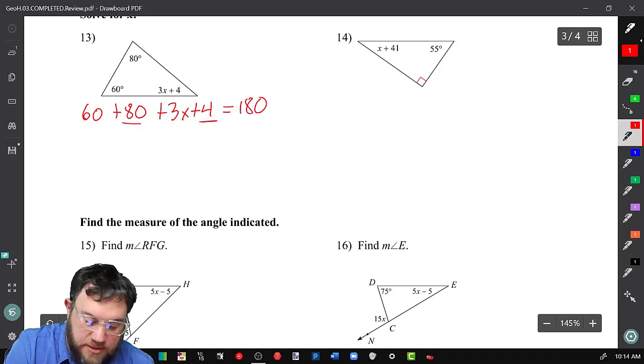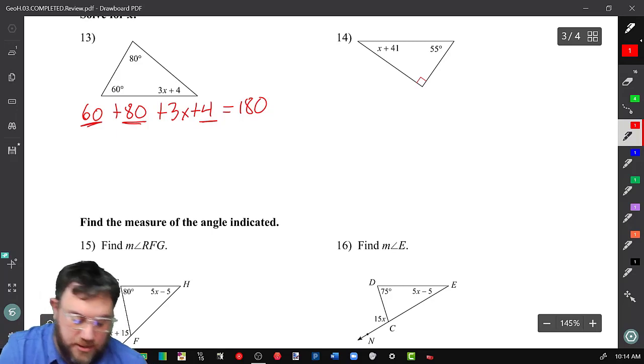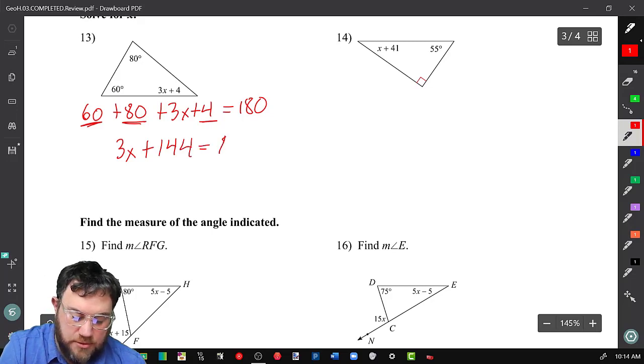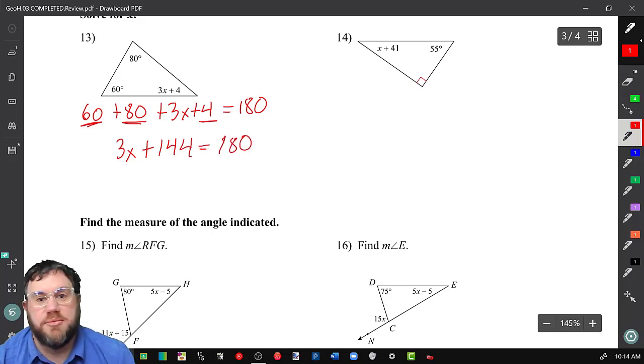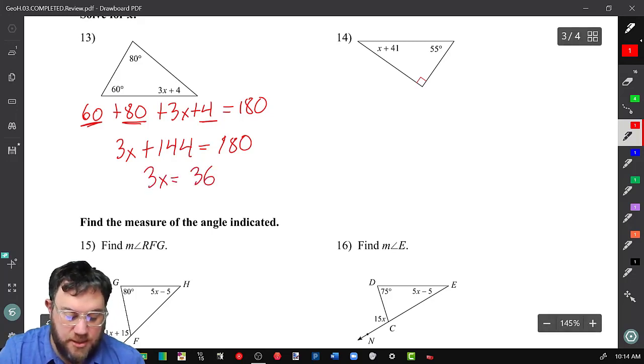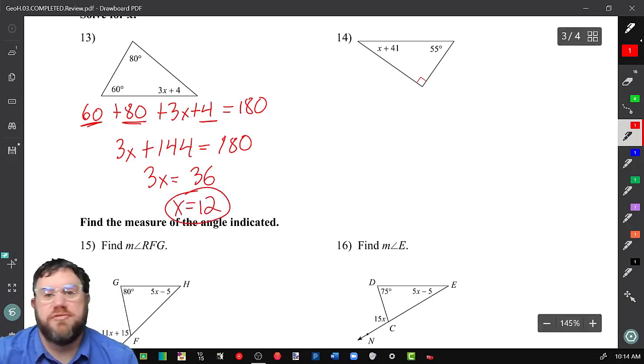Now we've got three like terms there. So 60 plus 80 plus 4 is 144. So we combine our like terms. Subtract 144 from both sides, we get 3x equals 36. Divide by 3, so x equals 12.